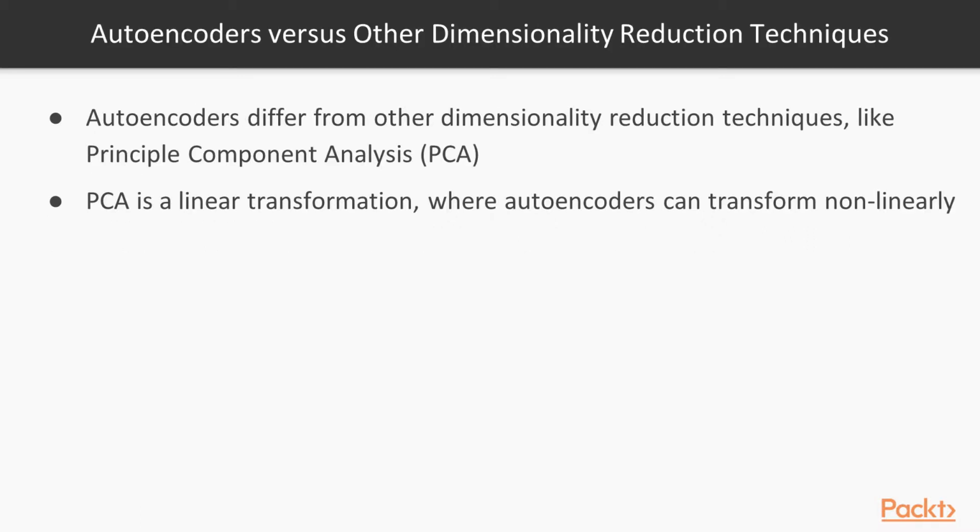Autoencoders versus other dimensionality reduction techniques. Autoencoders differ from other dimensionality reduction techniques like principal component analysis (PCA) in a way that PCA is a linear transformation, whereas autoencoders can transform non-linearly.